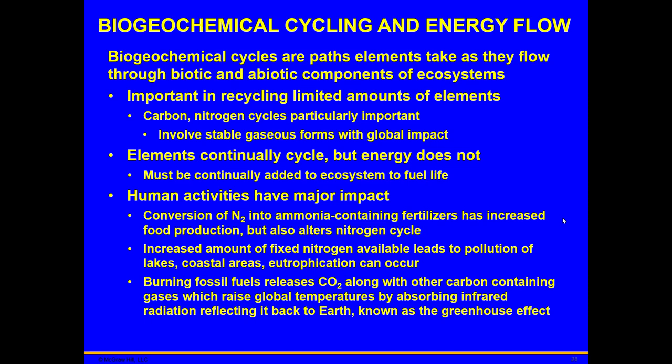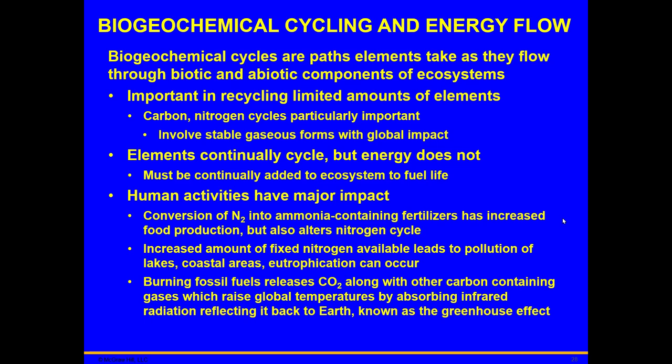Elements are continually cycled. The interesting thing is energy does not get cycled. Therefore, you must continually add energy to the ecosystem to fuel life. So the energy is either going to come from sunlight, if we're photoautotrophs, or it's going to come from elements that are present or chemical compounds. And that's where you get the chemolithoautotrophs. We'll get back into that in a minute. The thing that you need to be aware of also is that human activities have a major impact.